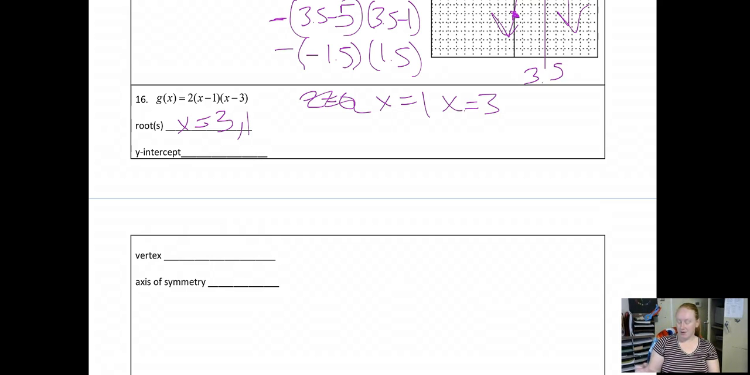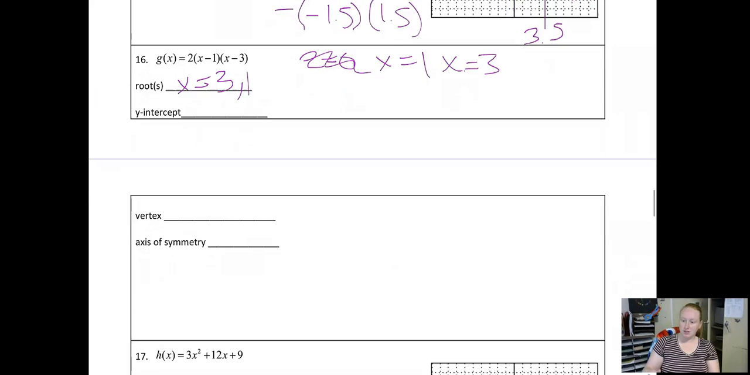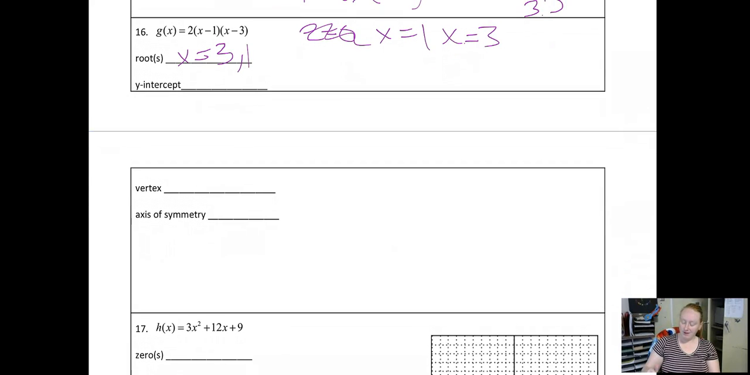My page is a little weird right now. My graph did not show up here, and I couldn't find an easy way to insert a graph, so I'm just going to draw a graph on mine. Yours has a graph on it. It should be okay. So I'm going to draw 3 and 1. Those are my x-intercepts, which leaves me with my line of symmetry here in the middle at x equals 2.